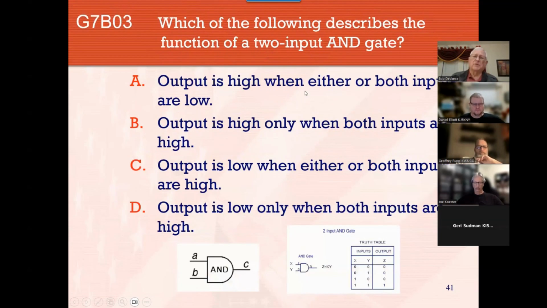Which of the following describes the function of a 2-input AND gate? And we're getting into a little bit of digital world here at this point.